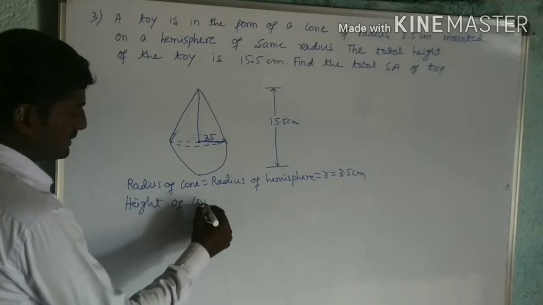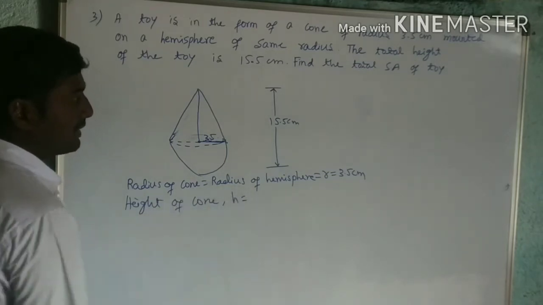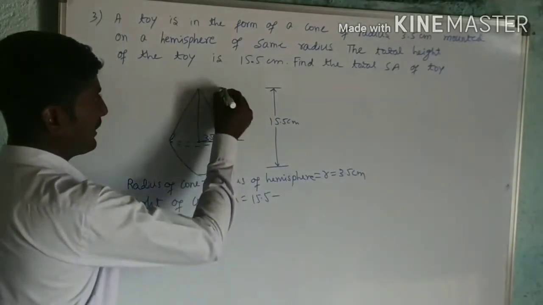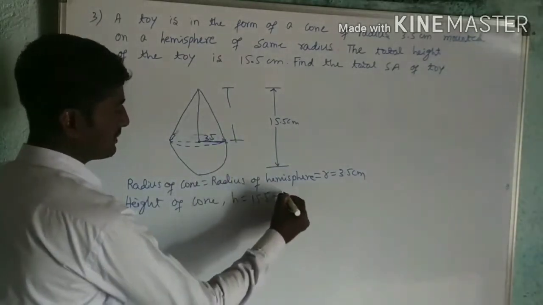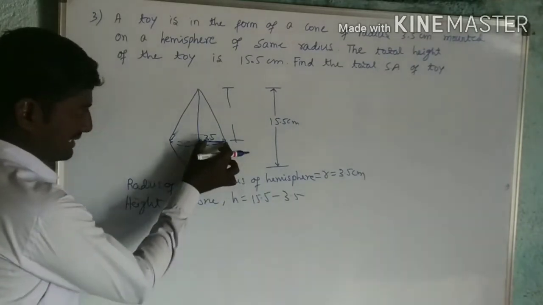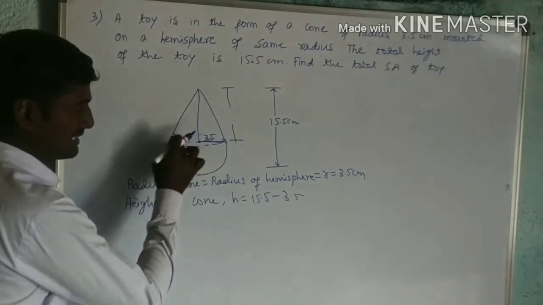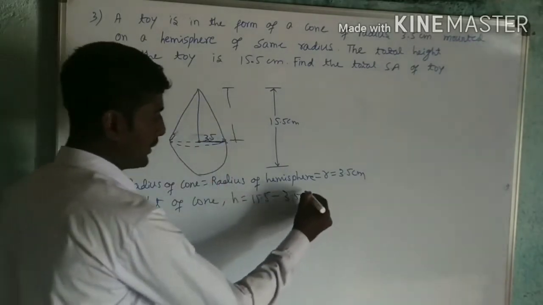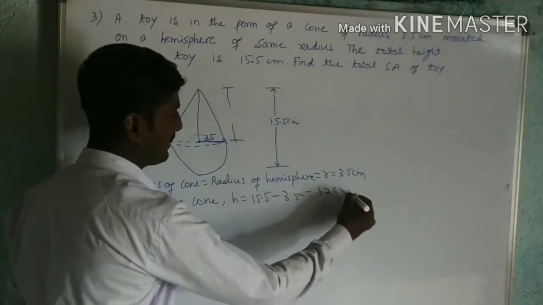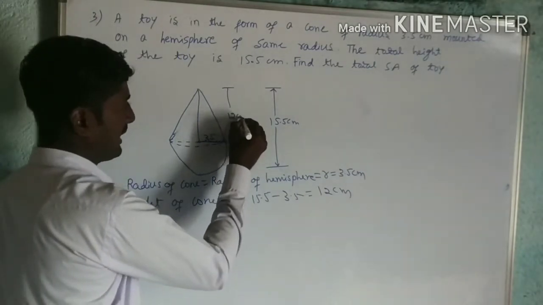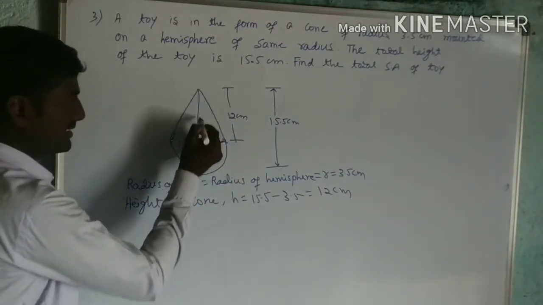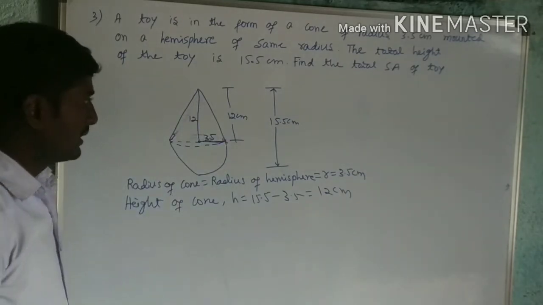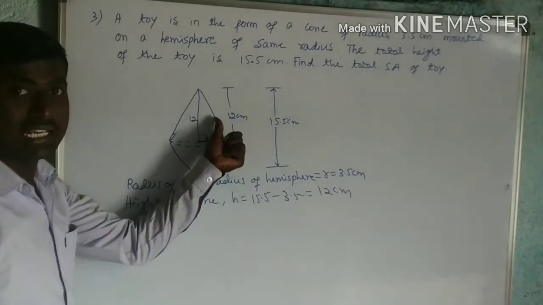Now the height of cone is equal to h. This can be written as 15.5 minus 3.5. This distance and this distance are both the same because it is a hemisphere. So 15.5 minus 3.5 gives 12 centimeter. Therefore the height will be 12 centimeter. Now we have to find the slant height first.